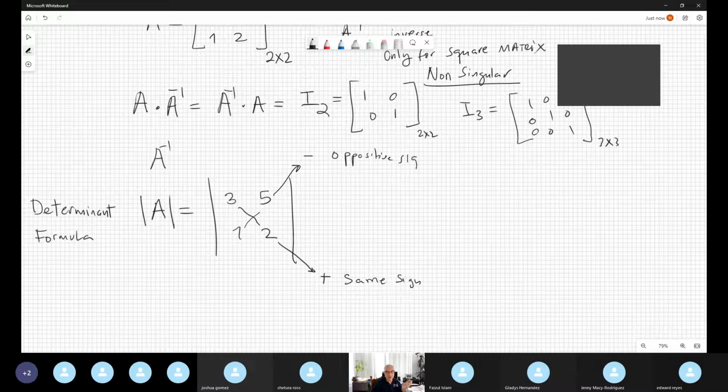Okay, so now basically in this example, 3 times 2 is 6, it's positive, stay positive, and 1 times 5 is 5, but it's negative 5. So the answer is 1. Nice. Now the determinant is 1, because it's a part of the formula.